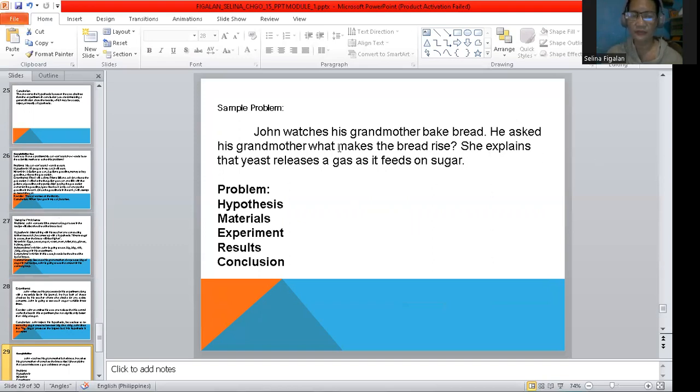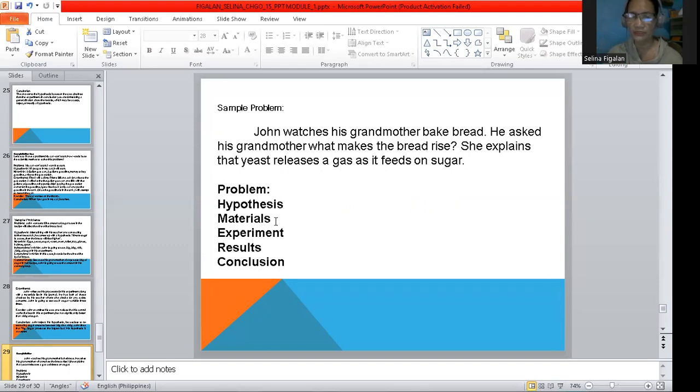He asked his grandmother what makes the bread rise. She explains that the yeast releases a gas as it feeds on sugar. So i-apply natin. What is the problem? Okay, the problem is what makes the bread rise. Okay, the hypothesis. Kaya umaalsa or lumalaki kasi she explained that yeast releases gas. The hypothesis, the cause of the rising of the bread size is the yeast. So yun yung hypothesis, no? The yeast will make the bread rise.